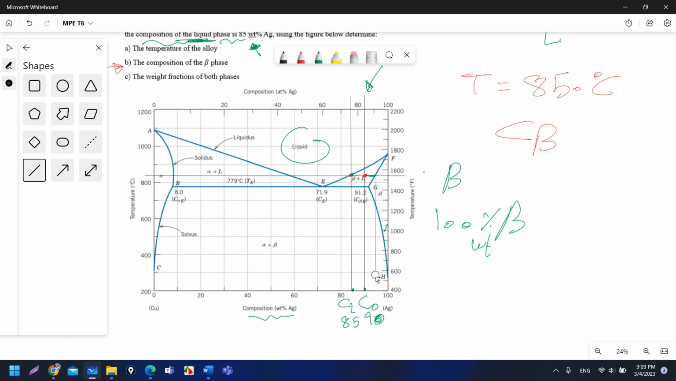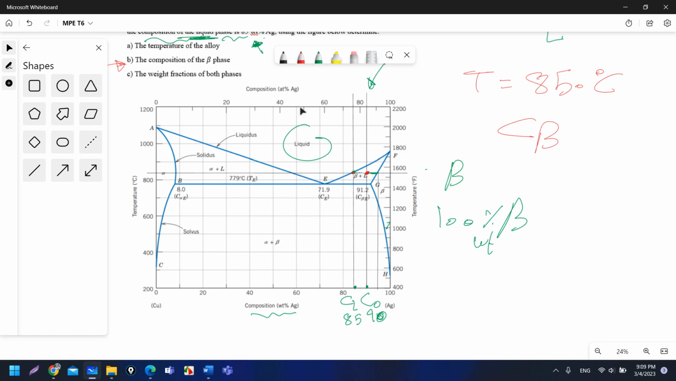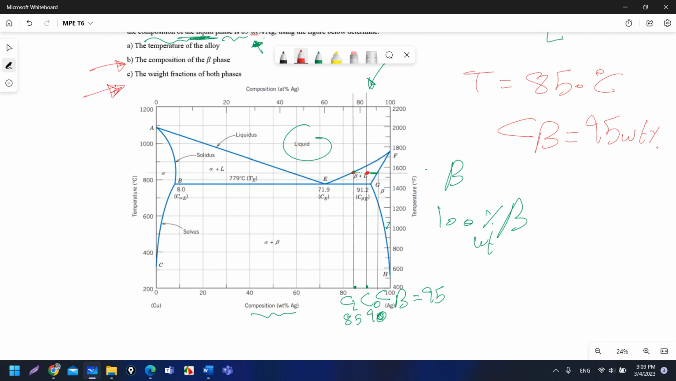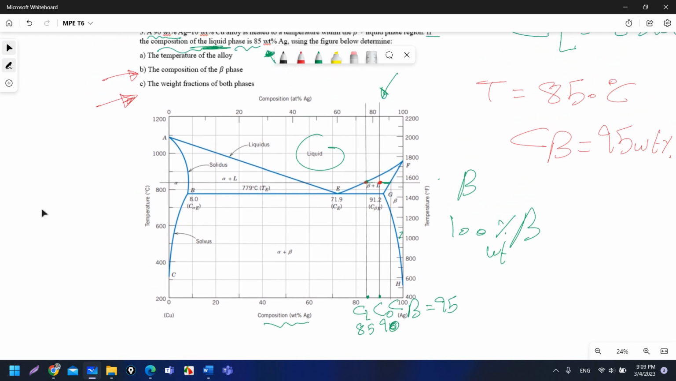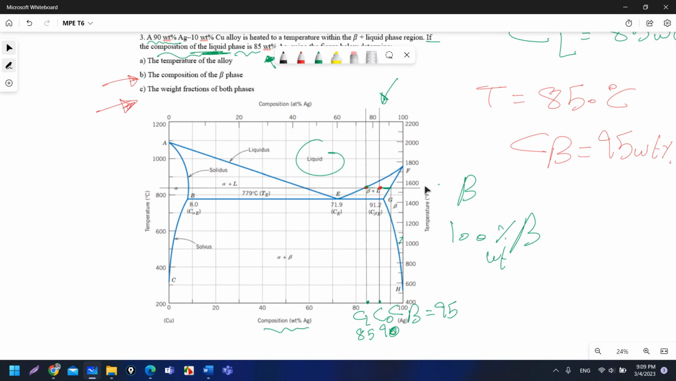So if I draw a line until I touch the x-axis, it is approximately 95. So C beta is equal to 95. So this one, the composition of beta is 95 weight percent. Now, in order to calculate in part C the weight fraction, I need to use the lever rule, okay? The equation I need to calculate that for both phases, which is liquid and also beta, because I am given that the point is in the beta liquid region, so I need to calculate the weight for the liquid, and also I need to calculate the weight for the beta phase.